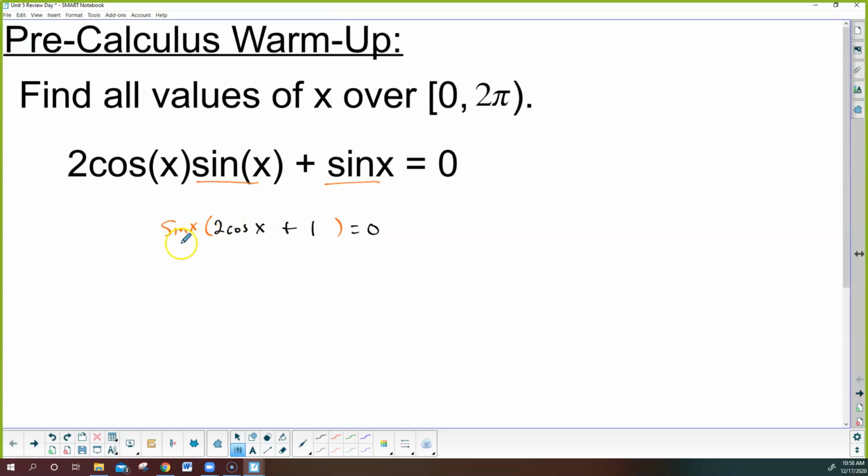And now we can set up what's called the zero product property, where I've got sine times 2 cosine of x plus 1. So each of these individual products have to be equal to 0.